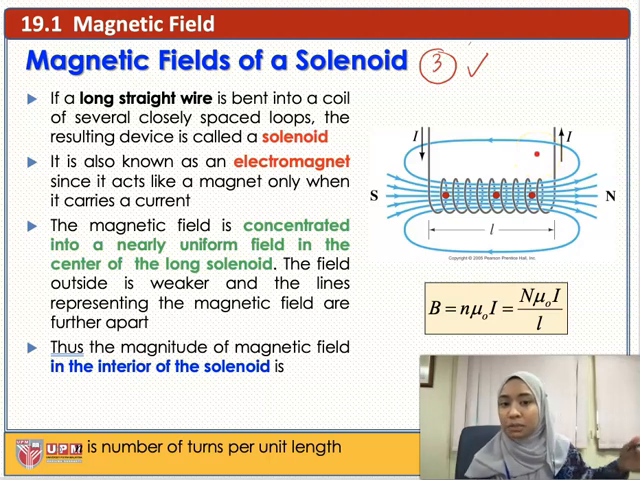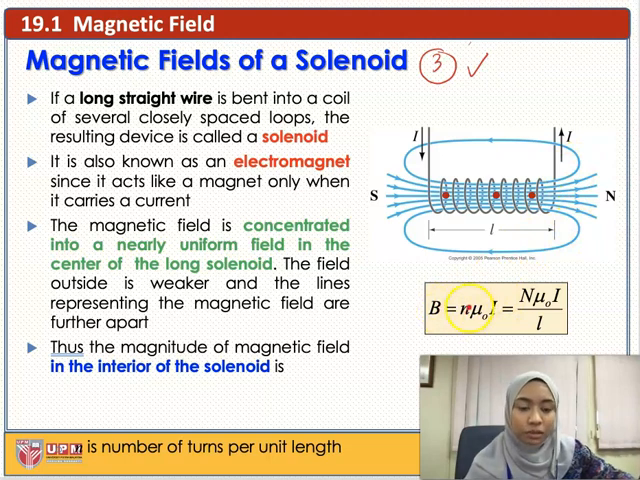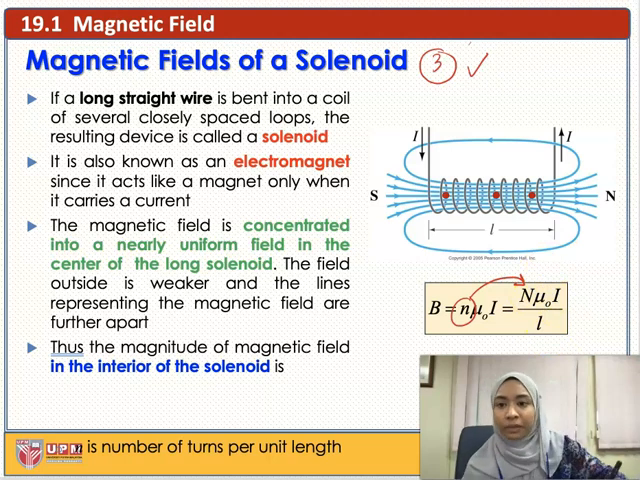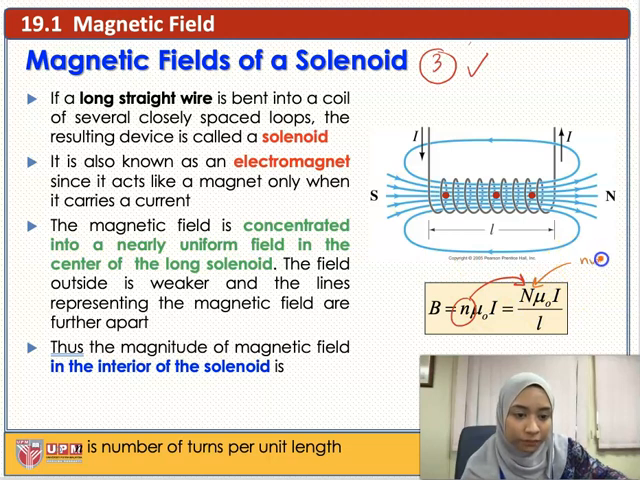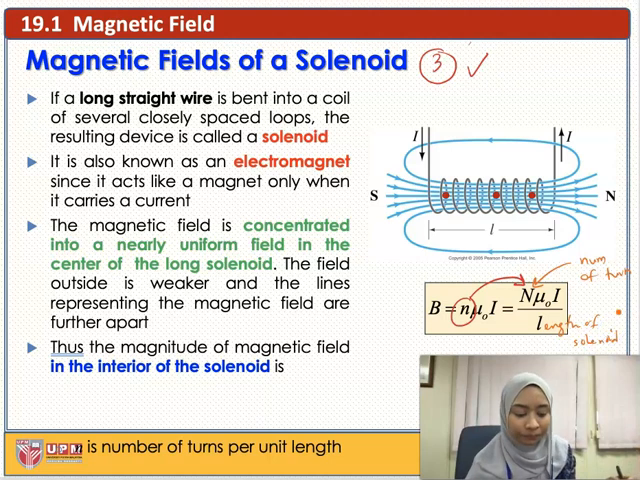Even though the coil has many turns, the coil will not have a length that is long, so we can ignore it. For a solenoid, B equals n mu naught I, where n is equal to capital N over L. So capital N is the number of turns, and L is the length of the solenoid. The equation is pretty easy.